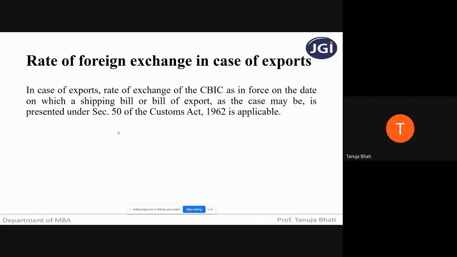Just as we saw a bill of import in case of imports, similarly we have a shipping bill or bill of export in case of exports. So again, the rate of exchange that you need to consider in case of exports is as determined by CBIC. Do not consider any interbank exchange rates or any exchange rates set by foreign currency dealers, but take the rate as notified by the CBIC.